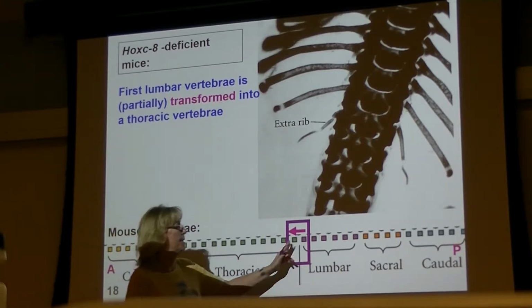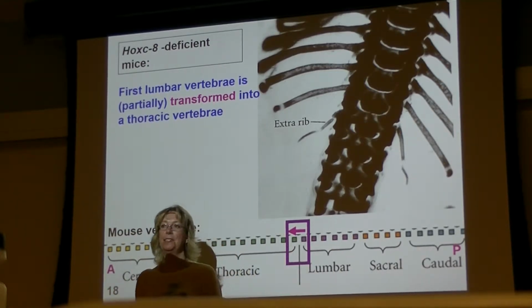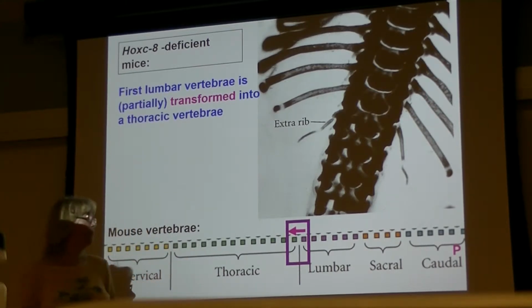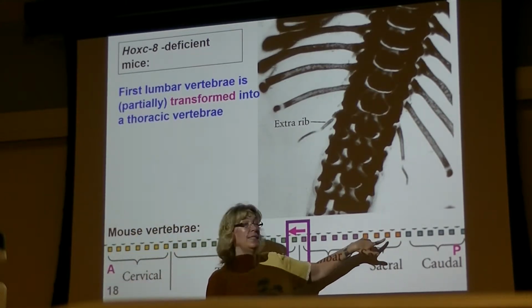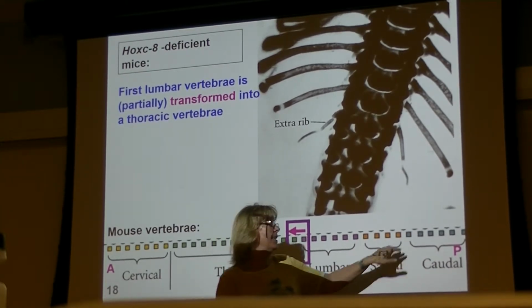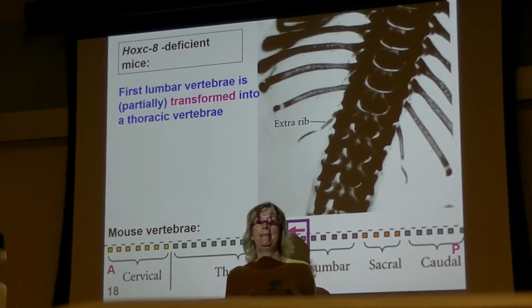Then we have some lumbar vertebrae. They're a slightly different shape. They're a little bit more thick, found more down in the trunk area. Sacral, this is the region of vertebrae where the pelvis is attached. And then caudal, a region that you would see vertebrae in the tail.